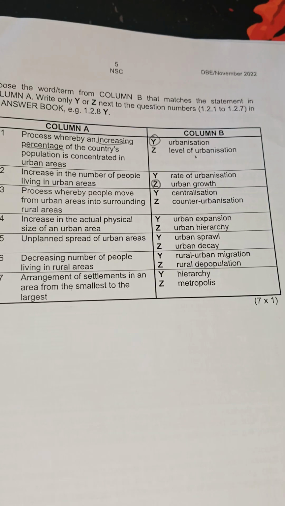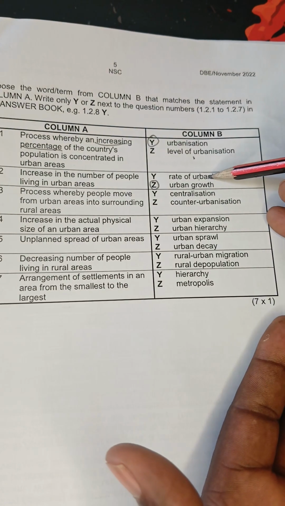Okay. Then when you talk about the rate of urbanization, this refers to the speed at which urbanization occurred over time. Is it occurring at a faster rate or at a slower rate? You can have a question that asks you to comment on the rate of urbanization. Is it increasing or decreasing? Or is it occurring at a faster or a slower rate? That's what falls under your rate of urbanization.